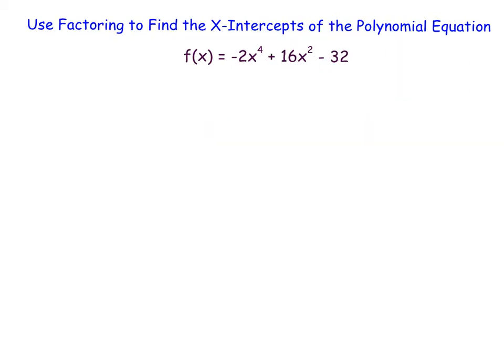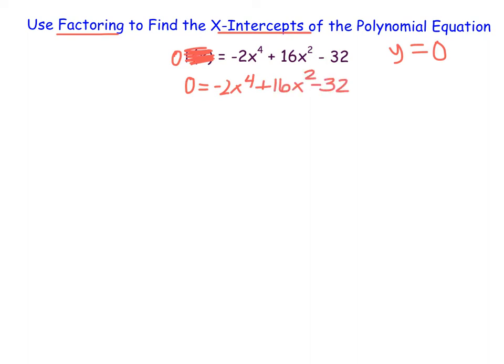So let's repeat this same process here in example 2. Again, we're going to utilize factoring to find the x-intercepts of the polynomial. And again, we note that in order to do this, we need to find what the x values are when our y value is equal to 0. So we're going to start by taking f(x), which is really a fancy way of saying y, and replacing it with 0. So we're trying to find the x coordinates that make this particular equation true.